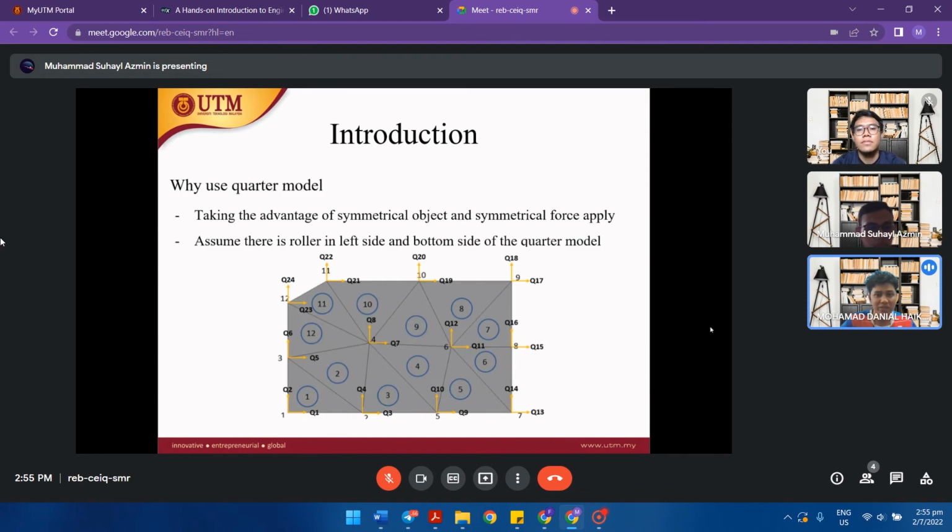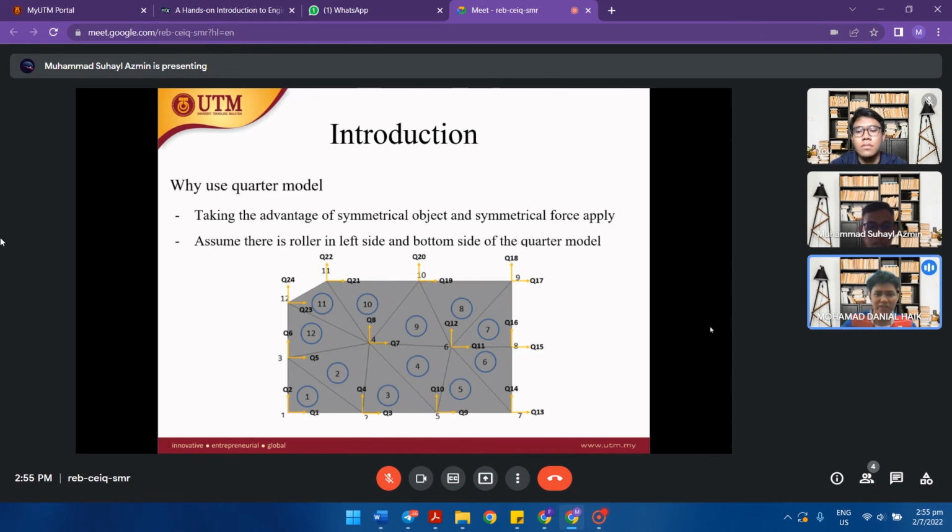Acknowledge that the shape of the end force applied to the object is symmetry. Thus, a quarter model can be used to reduce the complexity of the solution. After applying the quarter model, an appropriate boundary condition should be applied at the left side and bottom part of the object, which will make the displacement in y direction 0 for node 1, 2, 5, and 7, and displacement in x direction also 0 for node 1, 3, and 12.